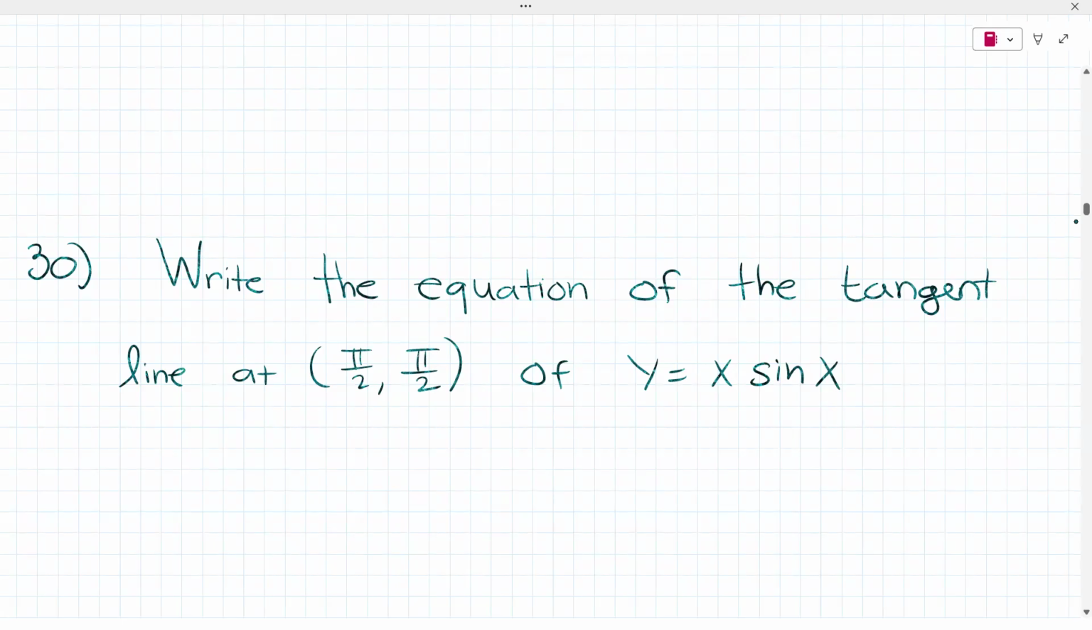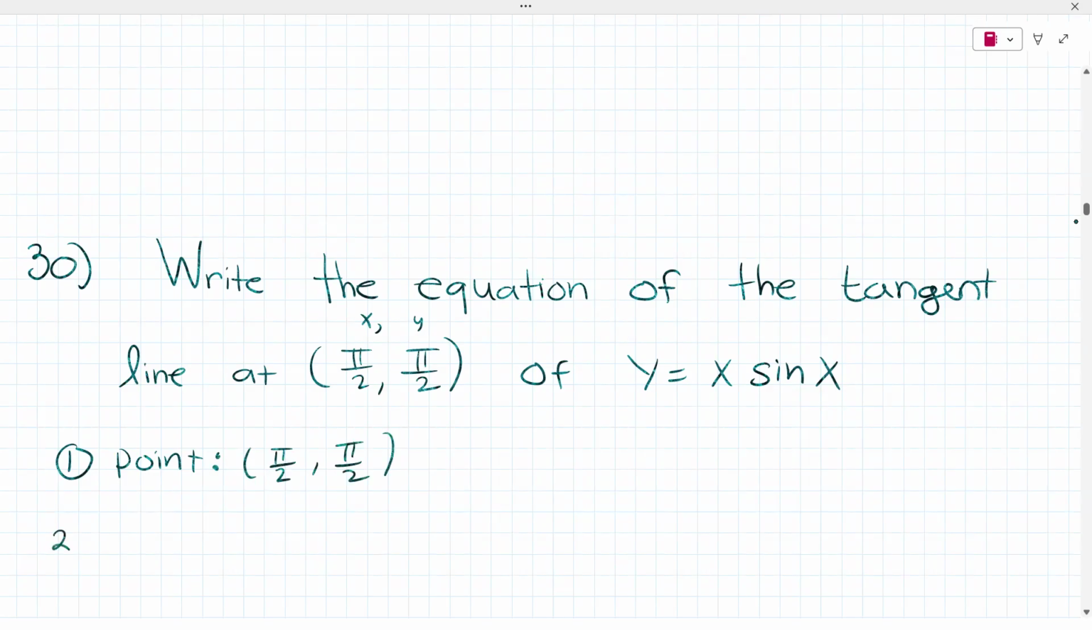So whenever they say find the equation, you're most likely going to use point slope form. So first, what I would do is check if we actually have a point, an x and a y coordinate. Sometimes they can be tricky, and they will give you only an x coordinate, and at the very end, you don't know what your y is. So always check. So we do have an x and a y coordinate, right? Your x coordinate is pi over 2, your y coordinate is pi over 2.